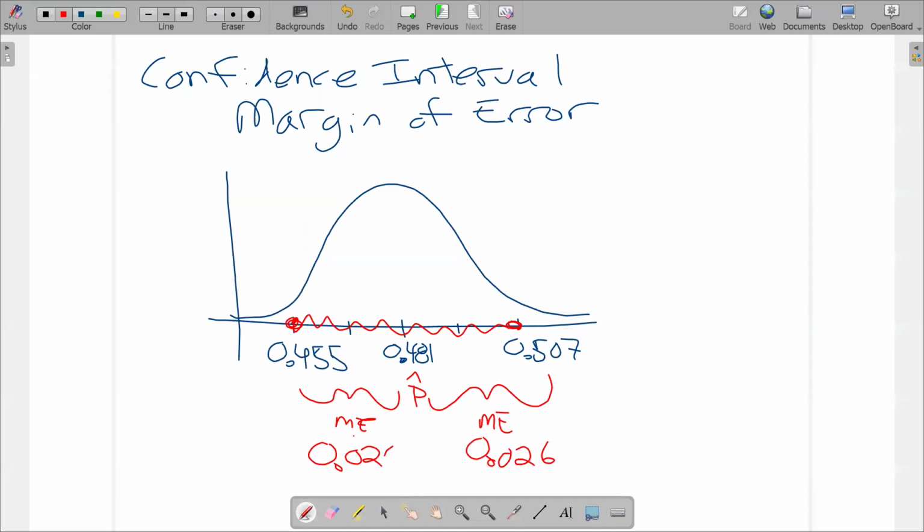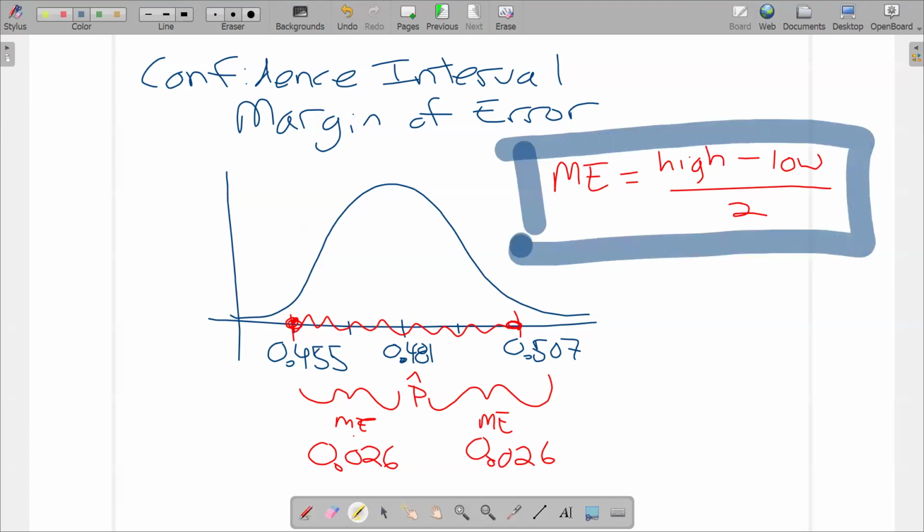To be safe, what I usually do is find the distance all the way across and then cut it in half. So typically, when I want to find the margin of error from a situation like this, I take the high number in the interval, subtract the low number in the interval, which finds how wide the interval is, and then cut it in half to get the distance from center. That's the typical way we're going to find margin of error, and you're going to do that a whole bunch this week and next week and some other weeks after that.